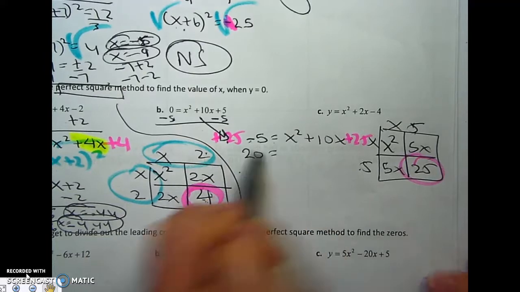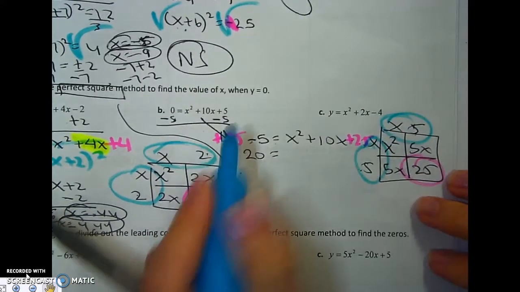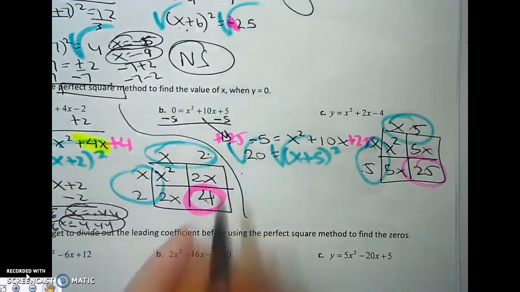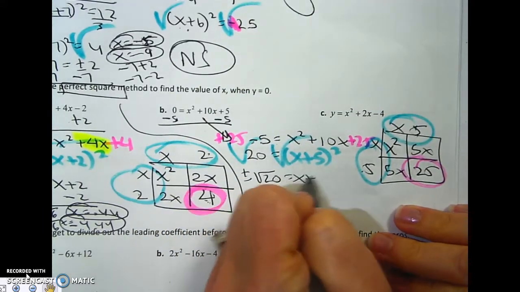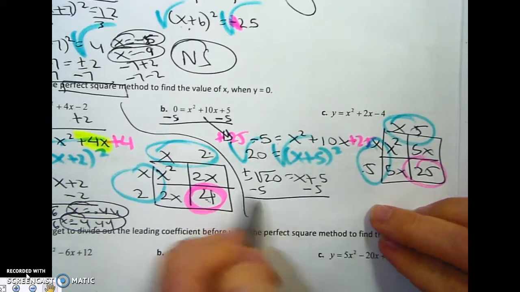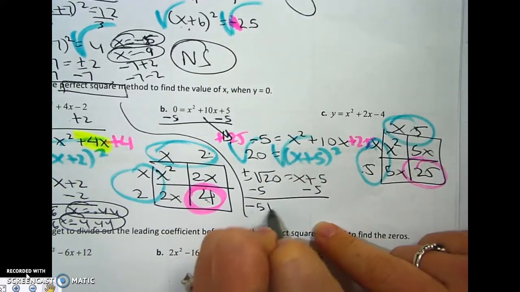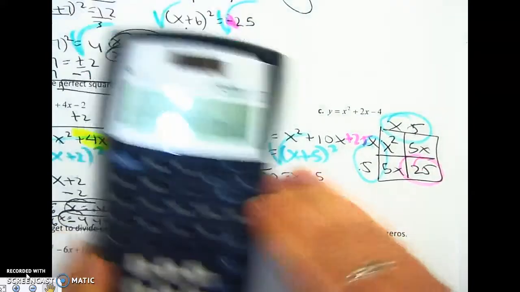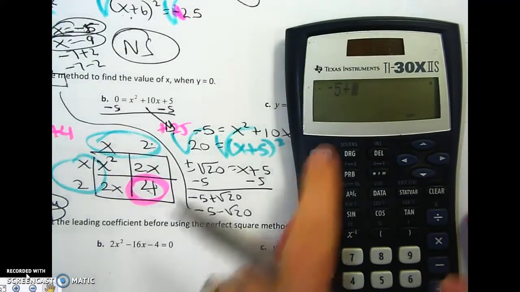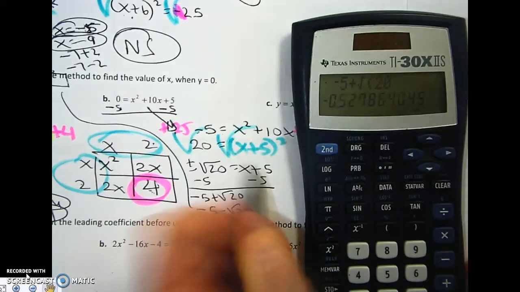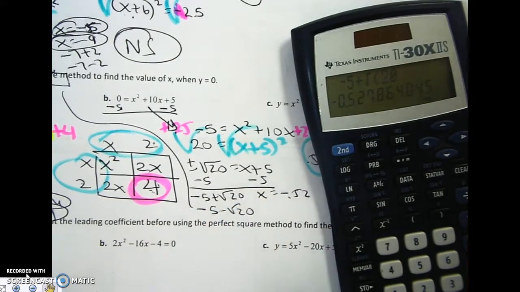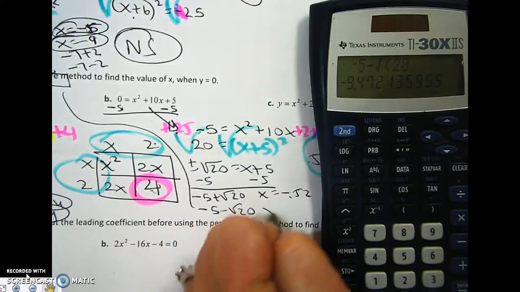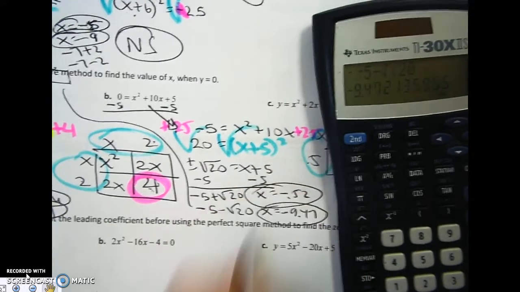25 minus 5 is 20. Now if you look here, it's a perfect square. Square root, plus or minus the square root of 20 equals x plus 5, minus 5, minus 5. My two options are negative 5 plus square root of 20, negative 5 minus square root of 20. So I pick up my calculator, move this over a little bit. Negative 5 plus the square root of 20, x equals negative 0.52. Clear it up. Negative 5 minus the square root of 20, x equals negative 9.47. Okay? So we've done B.